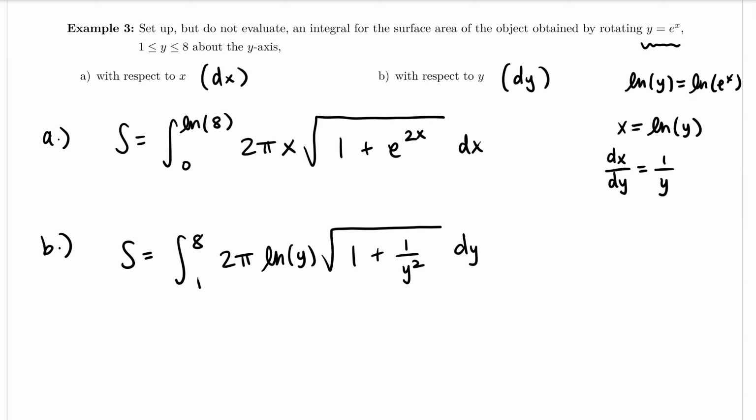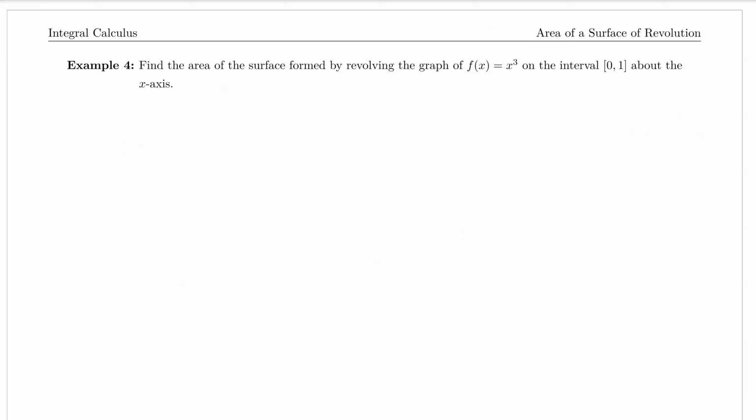So here are our answers for part A and B in this example 3. Example 4 says find the area of the surface formed by revolving the graph of f of x equals x cubed on the interval from 0 to 1 about the x-axis. So this is the first example that we're looking at where it actually wants us to integrate and find the area. So let's go ahead and do that.